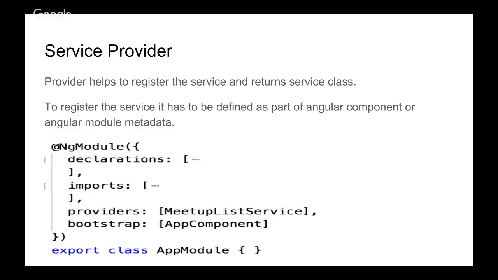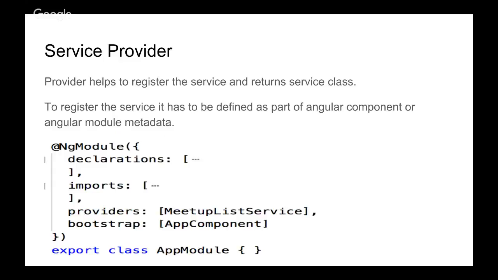So I don't have to worry. I just have to mention that class name over here in the providers, and now things are done. Now my service is registered with Angular along with this module, app module. So now any component which has been declared in the declarations metadata property can access the service, meetup list service. But any module which is outside of this module cannot access that service. So that's how we can do a service registration.